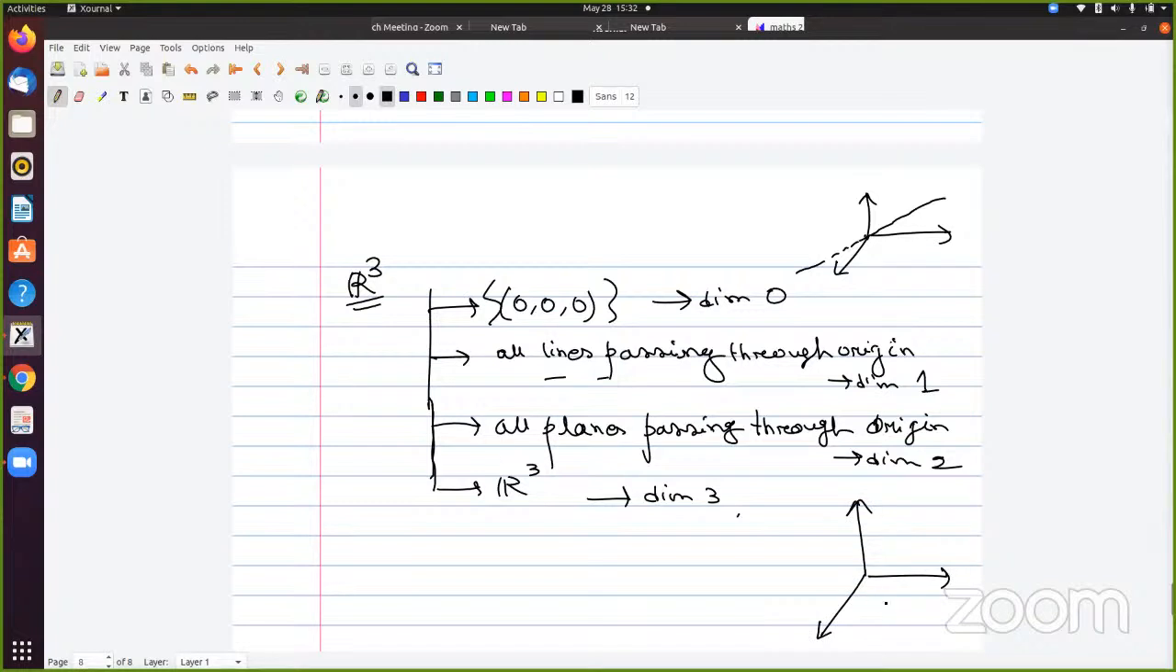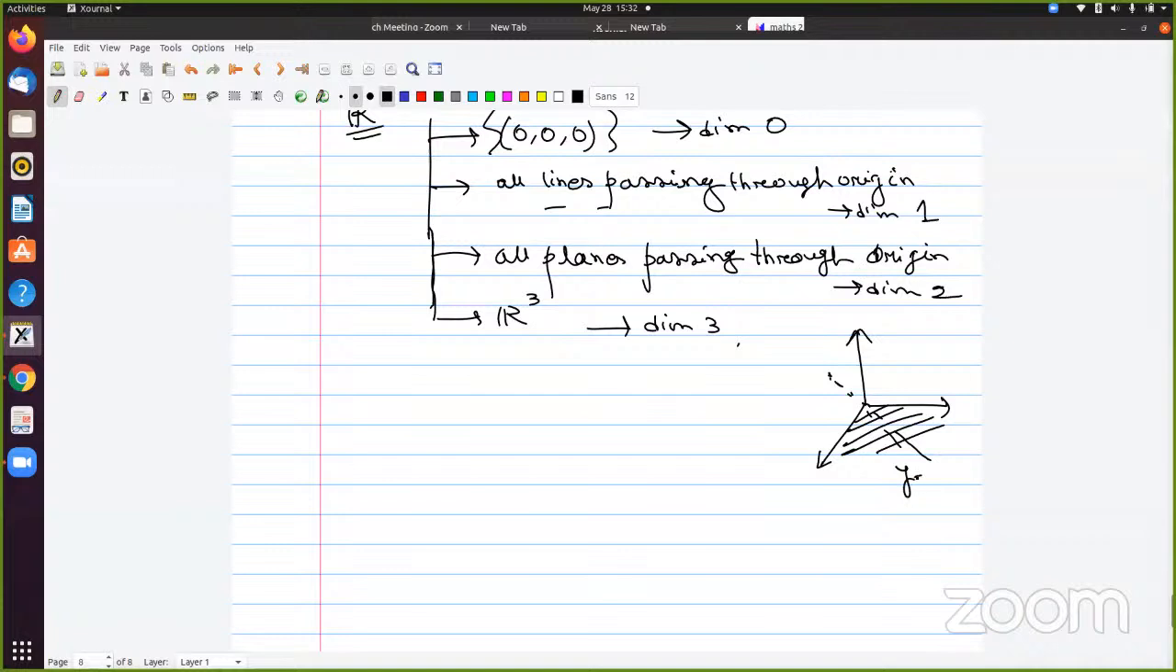In R3, you have the XY plane, right? This is your XY plane. You have this straight line on the XY plane itself, like y equal to 2x, as you have said. So what is the equation of this subspace? x, 2x, and as there is nothing in z, it is 0. Correct. So this is the set form of the straight line in 3 dimensions.